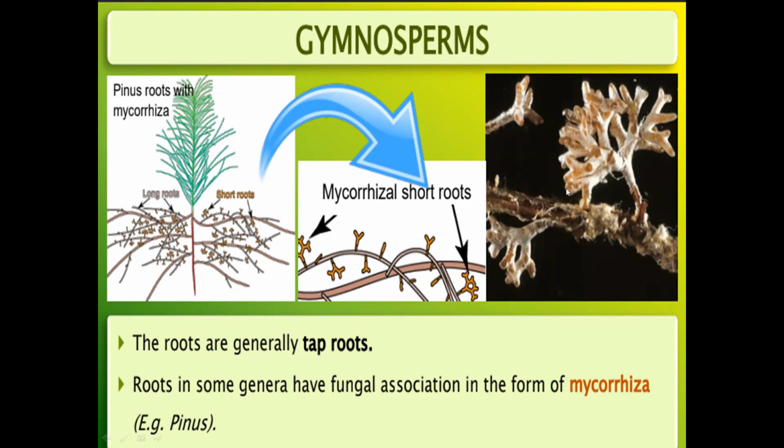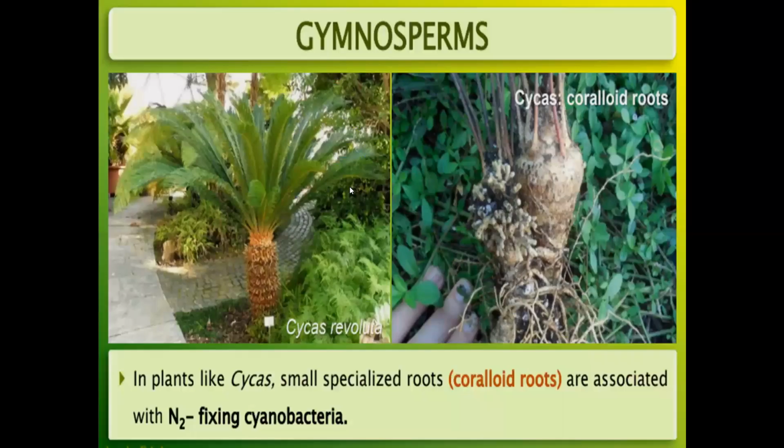If the fungi is deep inside the root, then it is called endomycorrhiza. If the fungi is on top of the root, on the surface of the root, it is called ectomycorrhiza. Okay, so endomycorrhiza, ectomycorrhiza. Then gymnosperm plants like cycas.